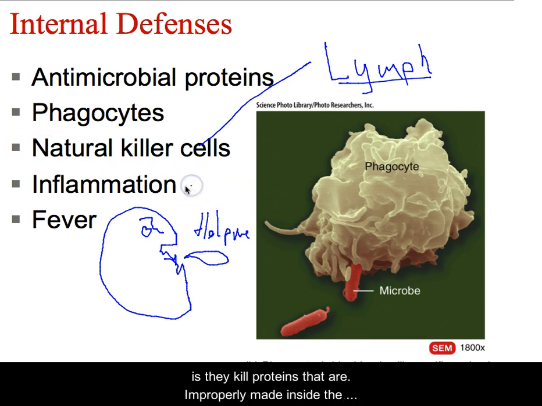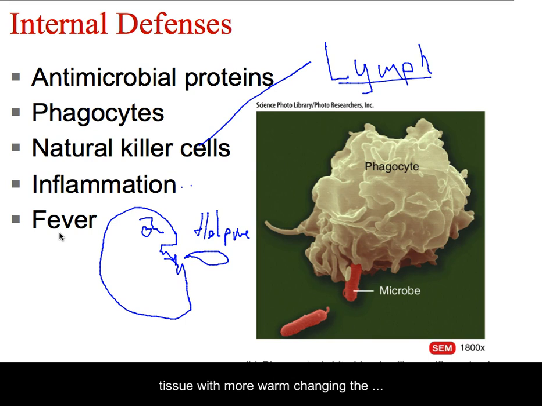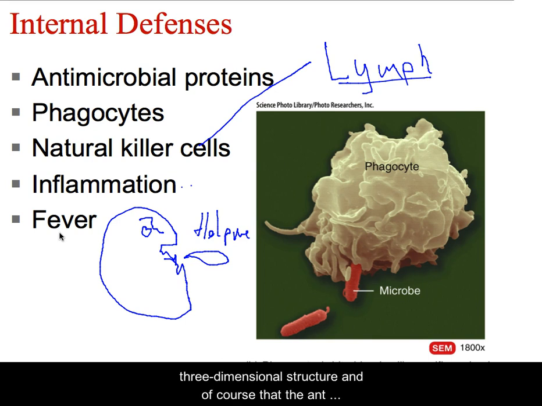Inflammation, of course, is to increase the temperature inside an area by perfusing the tissue with more warmth, changing the three-dimensional structure. And of course, the nth extreme of that is a fever. Fevers increase the temperature inside your body, so you kill primarily bacteria that can't live in that range, but also think about what a virus is. It's a very unstable structure that if you warm to a specific temperature, you can get rid of it.